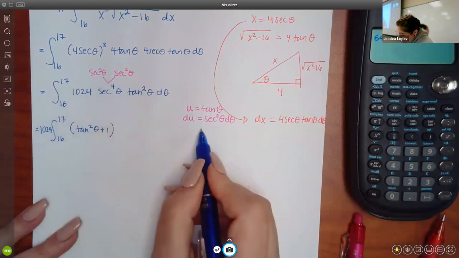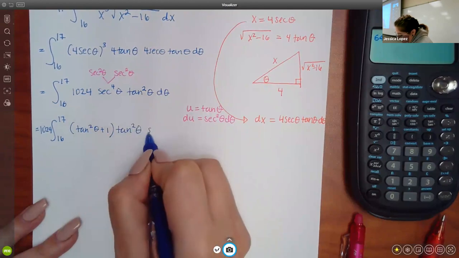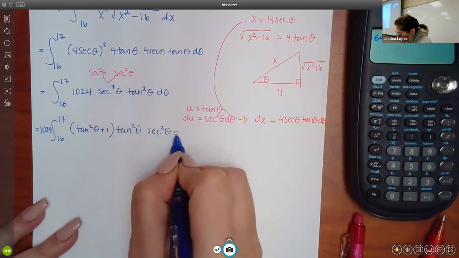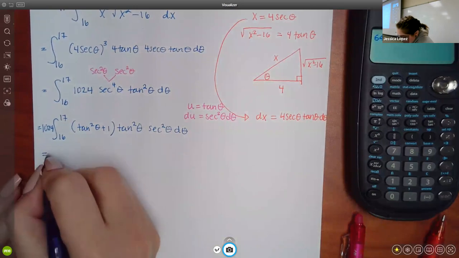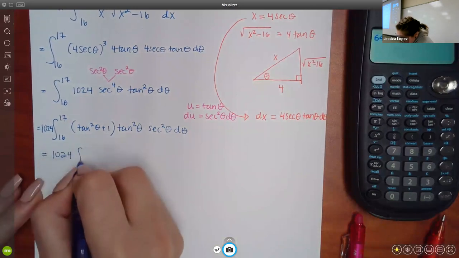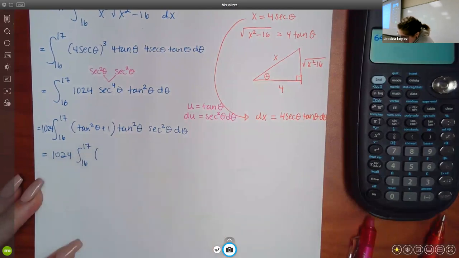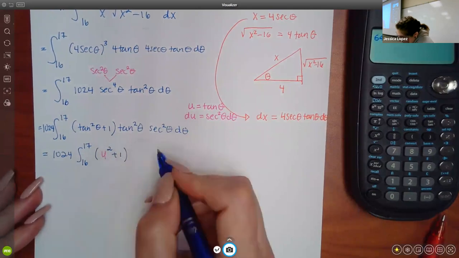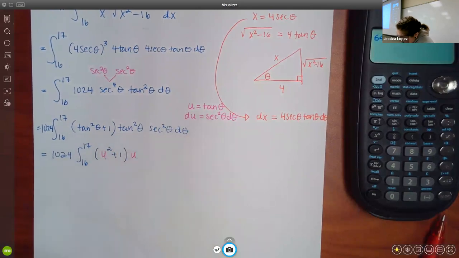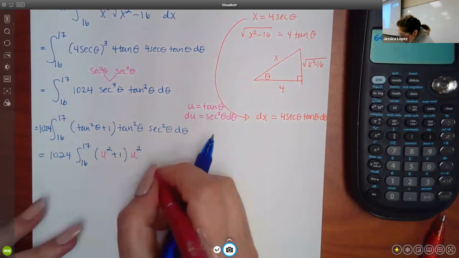This one, I'm going to put it on the side. So tan squared theta is next. And then the extra secant squared theta, and then d theta. So everything's all aligned, right? For me to do the u sub. So this is going to be u squared plus 1 times u squared, and then all of that will become du.